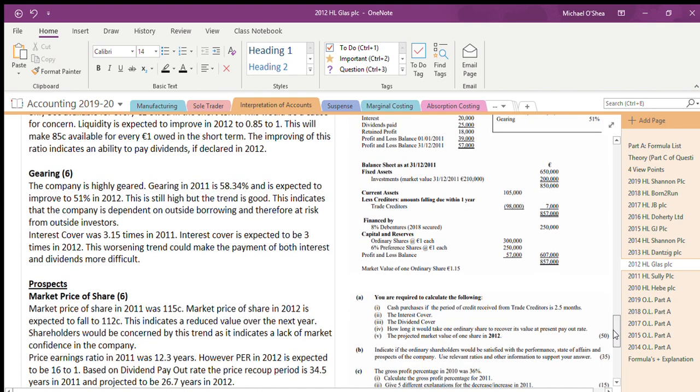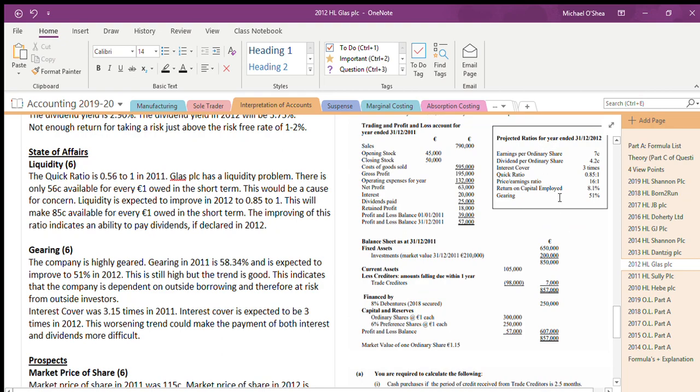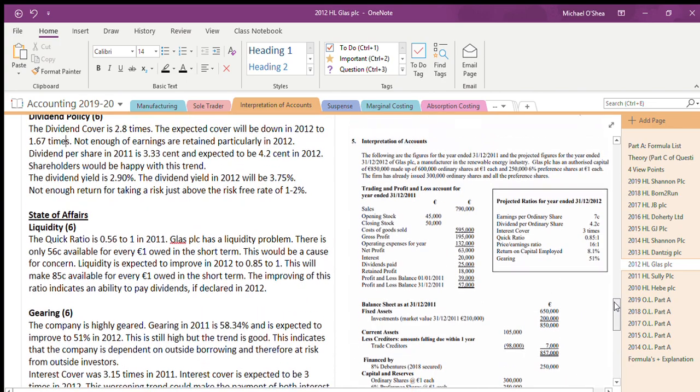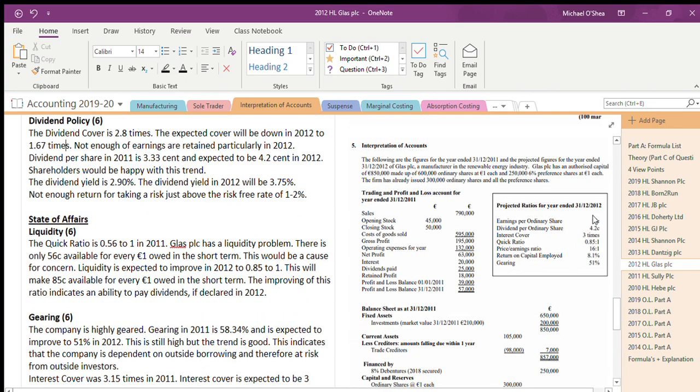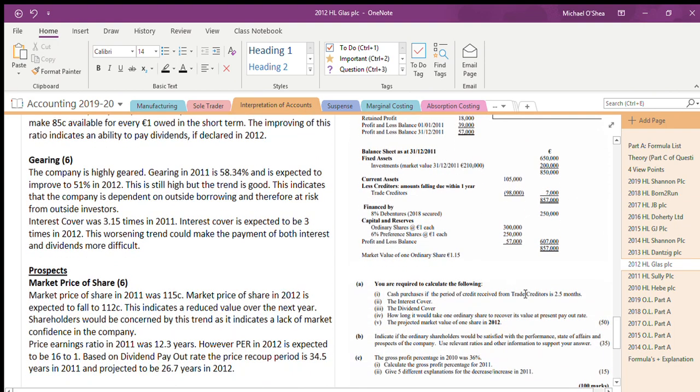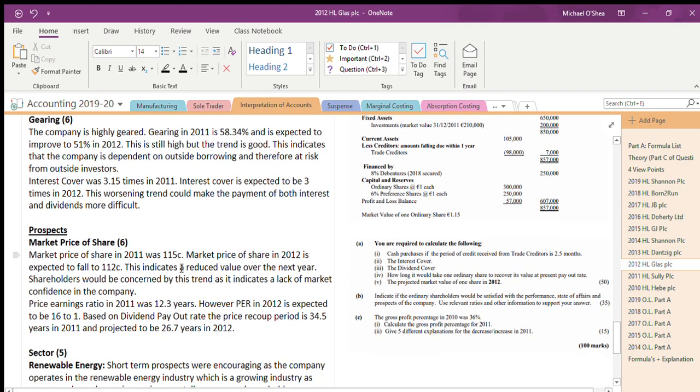The market value of one share, we're not given at all, but we actually worked it out here. We can work it out because they gave us the PE ratio, and we have the earnings per share, so we did that in part 5. We worked it out to be 112 cent for the market value for next year. The market value this year was 115. Next year it's expected to fall. It's a lack of confidence. It's concerning. The price earnings ratio was 12.3 years, and it's expected next year to be 16 to 1, i.e. 16 years.